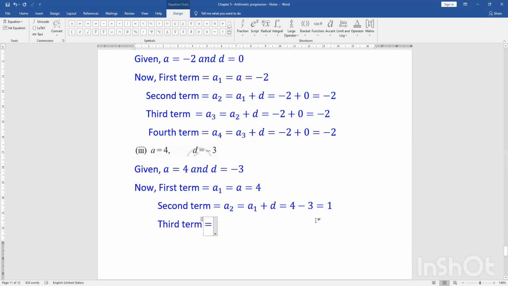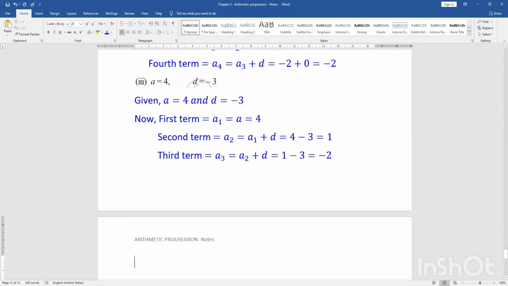Third term will be A3, which is nothing but A2 plus D. So A2 plus D, which is equal to, for the third term, 1, we are going to add the common difference, that is minus 3. So 1 minus 3 will give you minus 2.